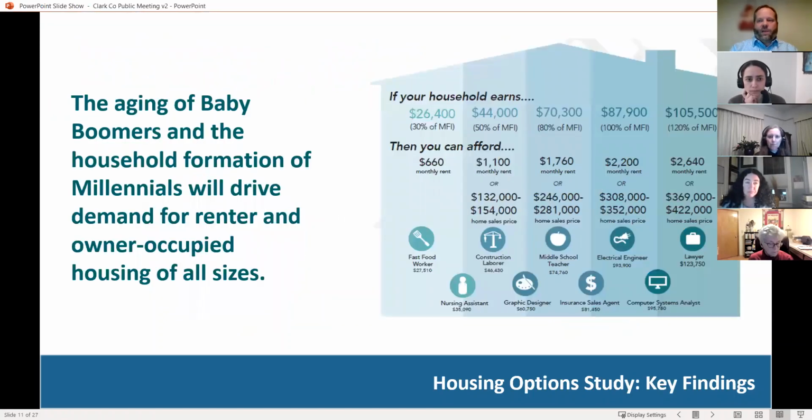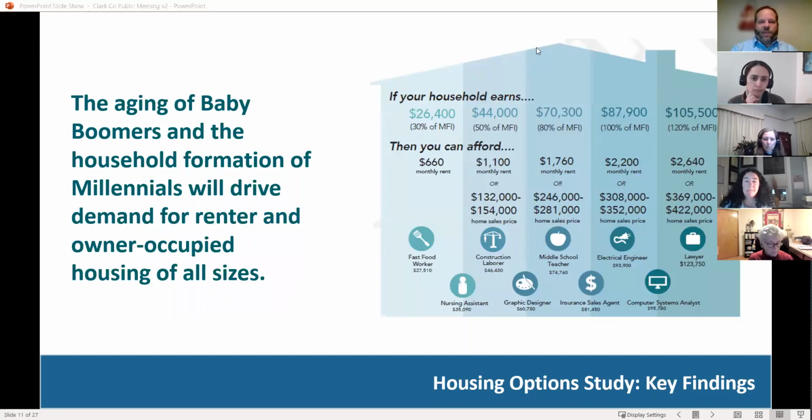Next up, we note that the aging of baby boomers and the household formation of millennials will drive demand for renter and owner occupied housing of all sizes. And this is a really useful chart. I'm going to pause for a few minutes so you can take a look at it.